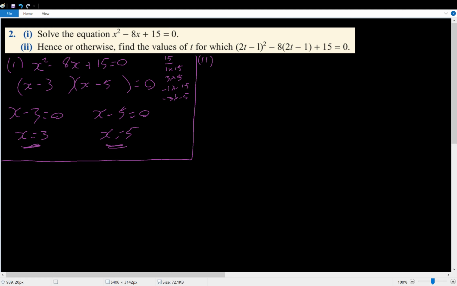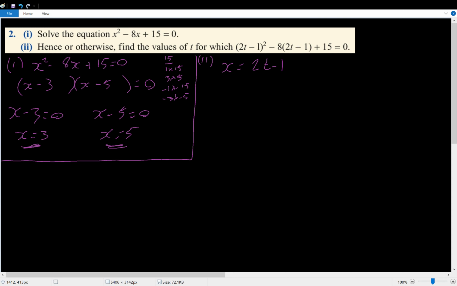If we compare the two quadratic equations we have, x squared minus 8x plus 15 equals 0 and (2t minus 1) all squared minus 8 times (2t minus 1) plus 15 equals 0, these two equations are identical except for one thing. In the second equation, instead of having x like we do above, we have brackets and inside them we have 2t minus 1. So in other words, x is equal to 2t minus 1.